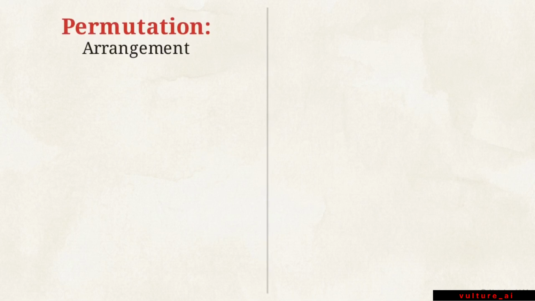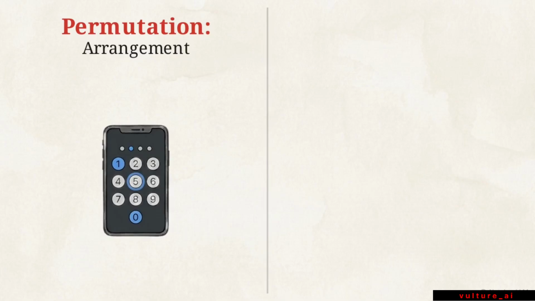To choose the right math for a problem, we first identify the goal. On the left, we have a permutation. This is an arrangement where the specific order determines the outcome. If your phone password is 123, entering 321 in the wrong order fails to unlock the device.